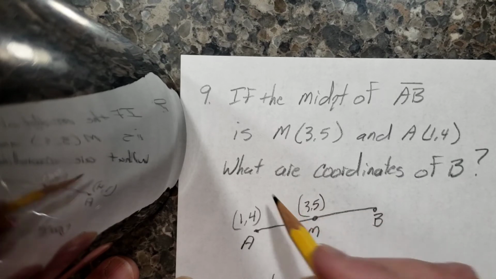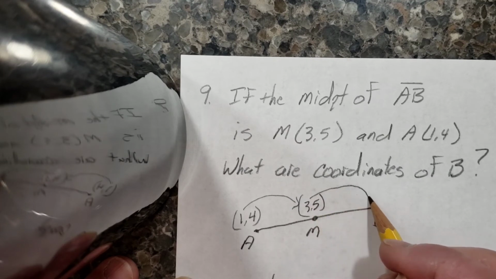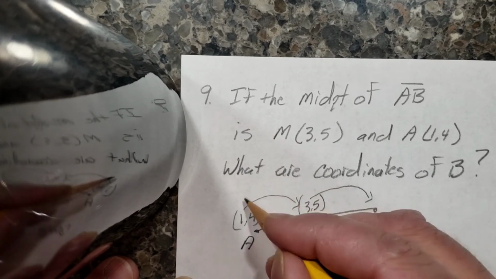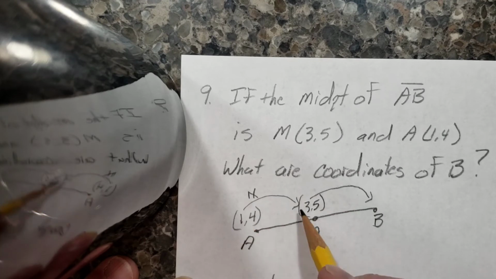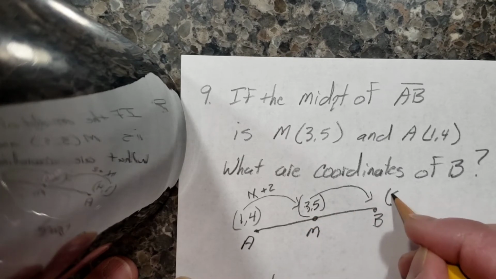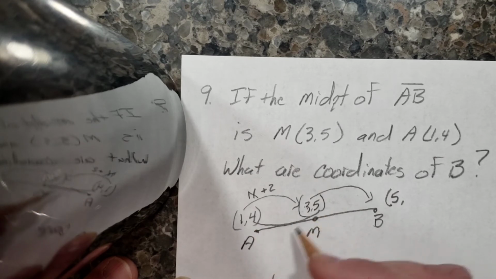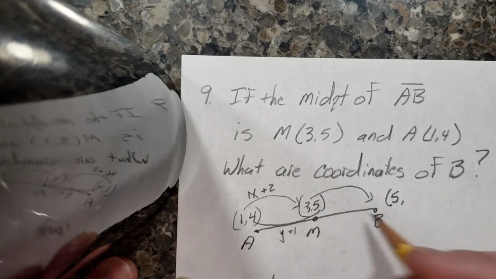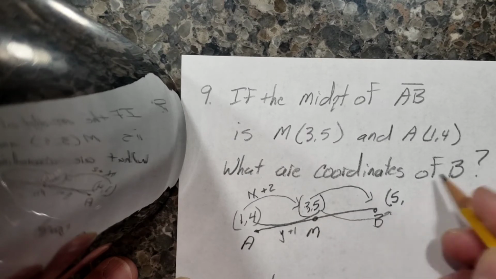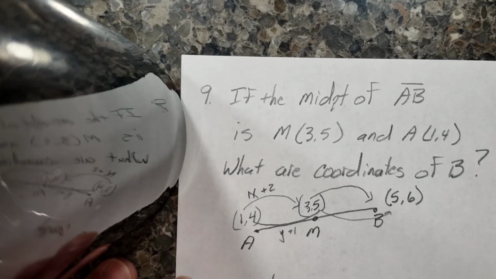Now we know whatever we did to get to the midpoint, we're going to repeat to get to B. So for your x coordinate, 1 to 3, we added 2. So if you add 2 again to make 3 the halfway point, your x coordinate is 5. Again, the same thing with y, 4 to 5, we added 1. So we add 1 again, 5 and 1 is 6. 5, 6 is going to be your coordinates for point B.